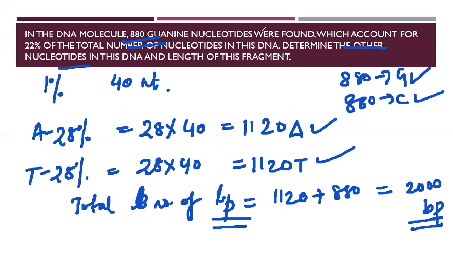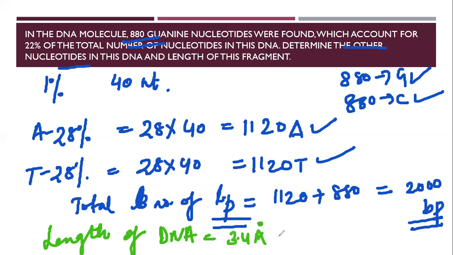So what will be the length of the DNA then? How to calculate? What is the distance between two nucleotides? 3.4 angstroms. Yes. So it is 3.4 angstrom into 2000 base pairs. Whatever value comes is the length of your DNA.